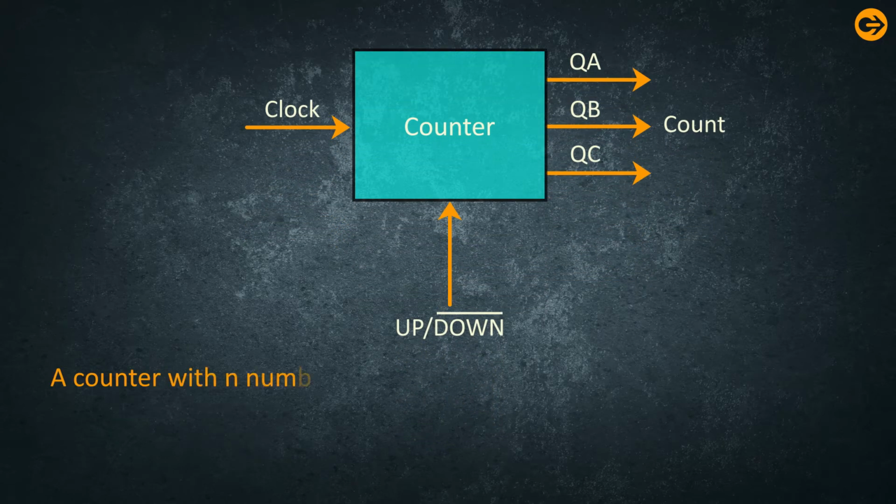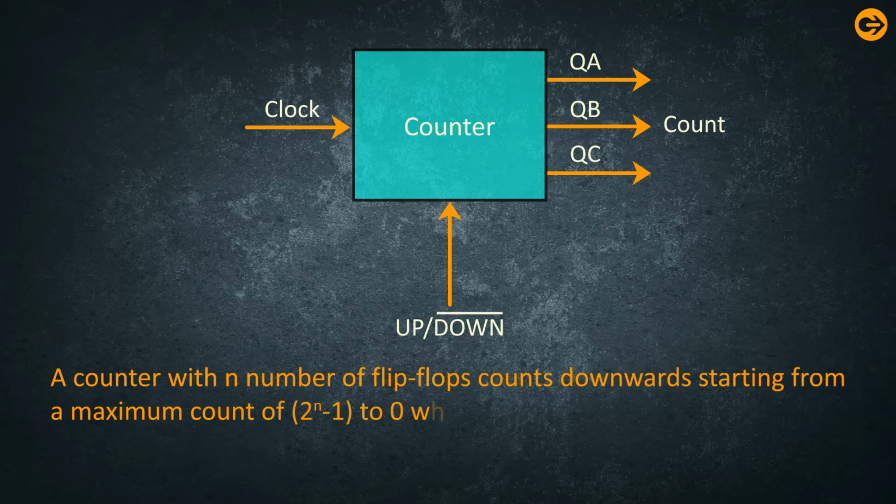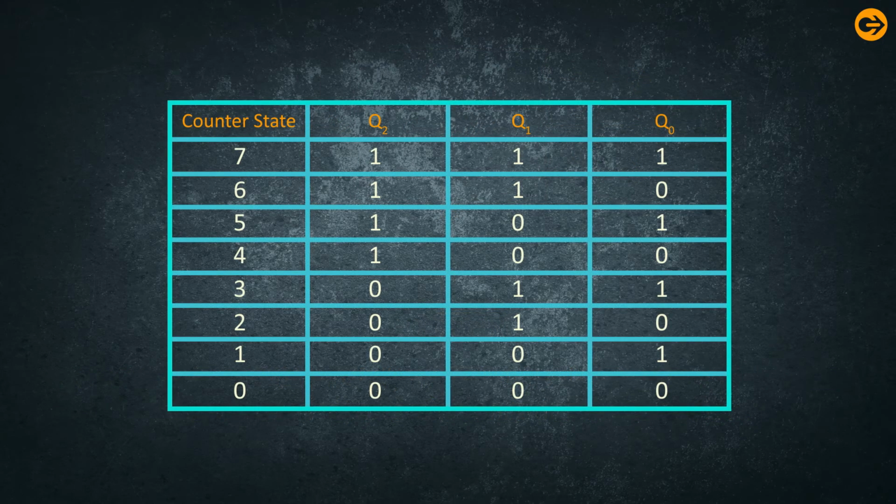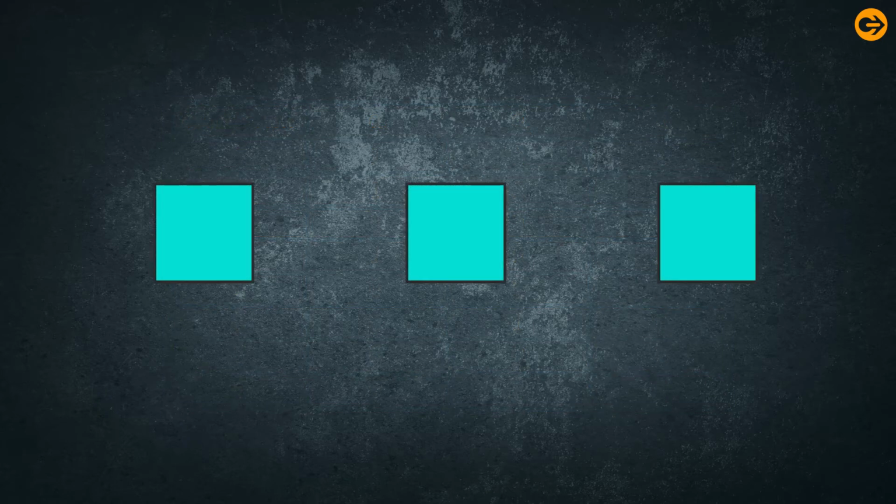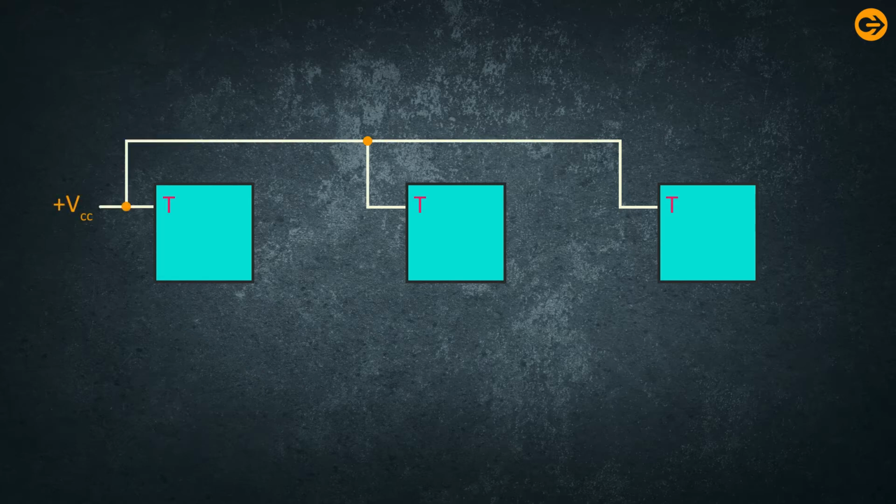A counter with n number of flip-flops counts downwards, starting from a maximum count of 2 to the power n minus 1 to 0, where n is the number of bits. The counting sequence of such a 3-bit counter is given as follows. This type of counter can be designed using 3 cases. For case 1, here we see in the circuit, the T inputs of all the flip-flops are connected to plus VCC or 1.